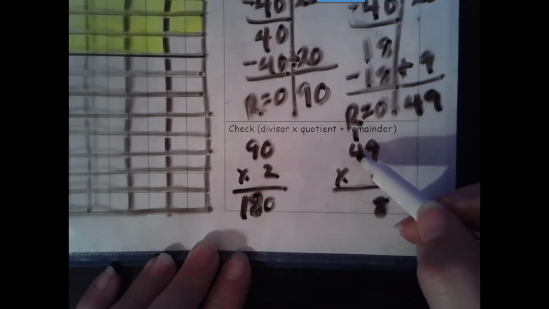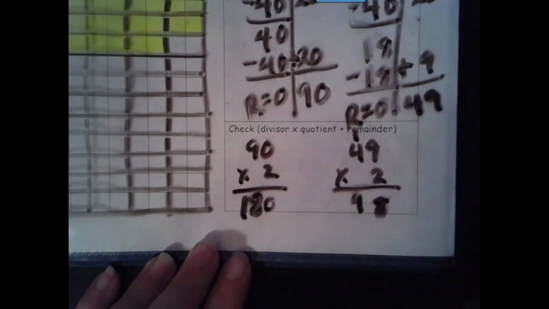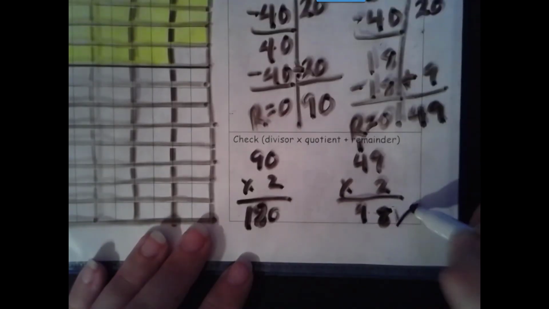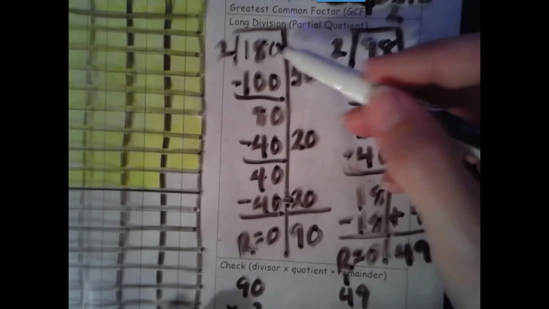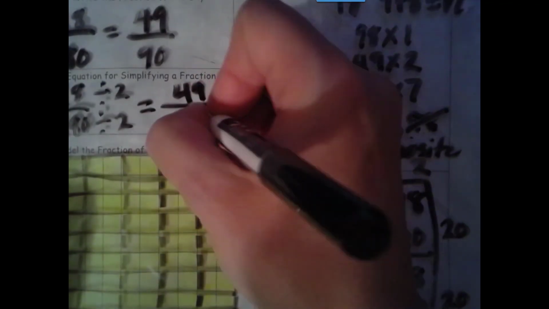2 groups of 4 tens is 8 tens, plus 1 more is 9 tens. 98, that matches our dividend, so that checks. 180, that matches our dividend, so that checks. So our numerator is definitely 49, and our denominator is definitely 90.